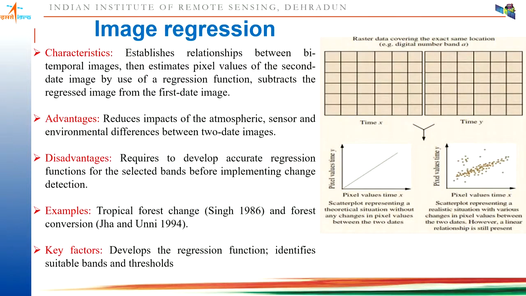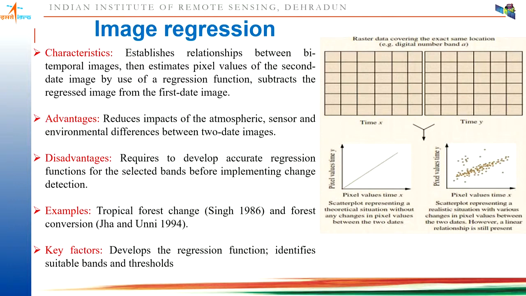The next method is image regression. Many of you must know regression. So in image regression, what it is doing is it establishes a relationship between bitemporal images, then estimates pixel values of the second date image by use of a regression function, and subtracts the regressed image from the first date image.